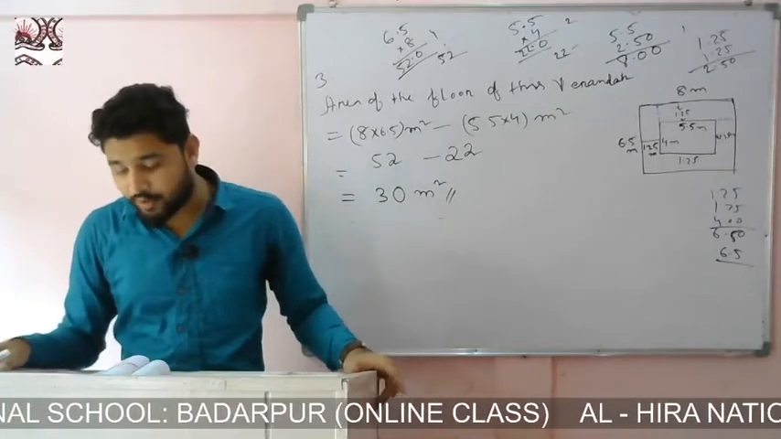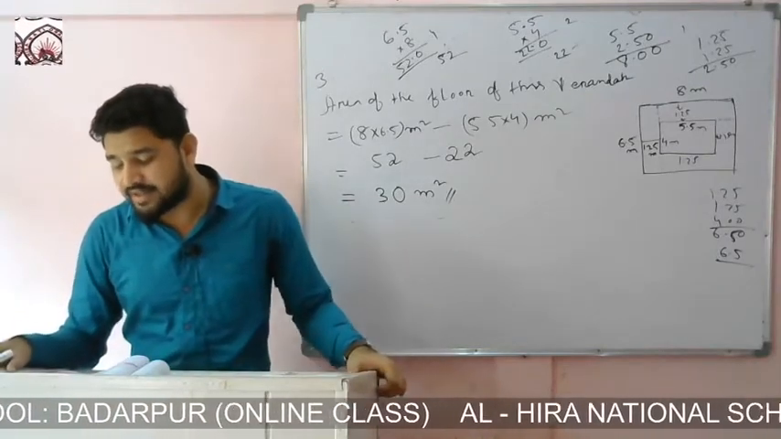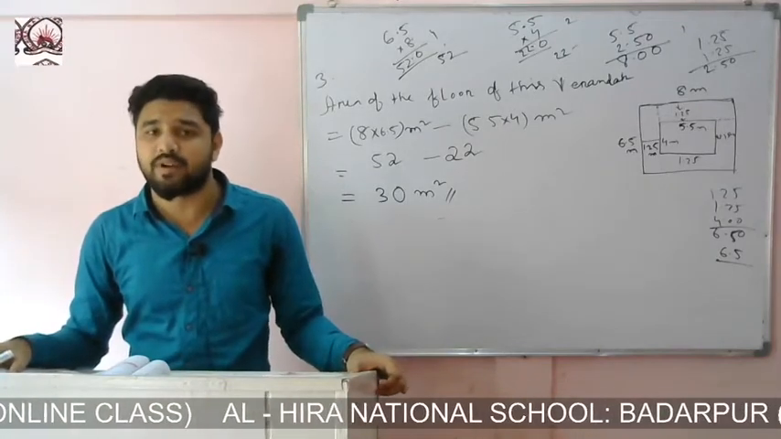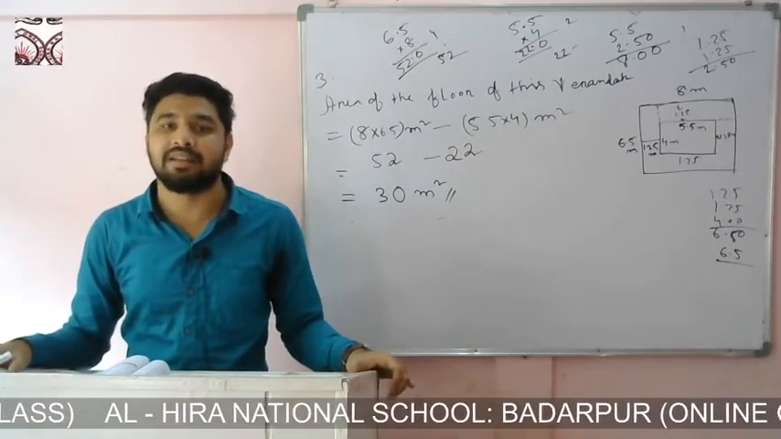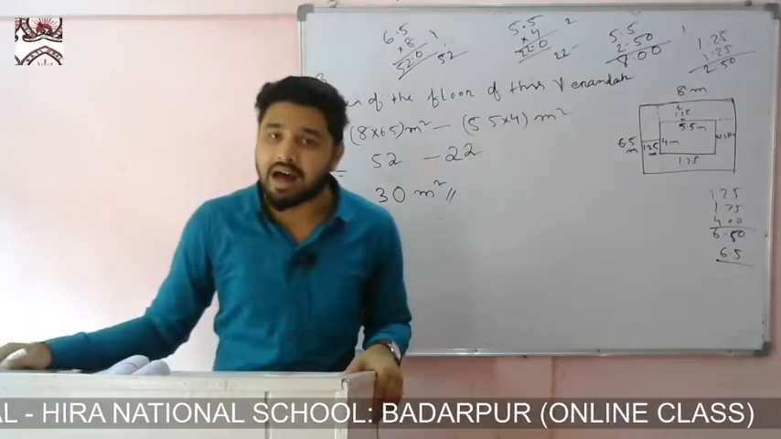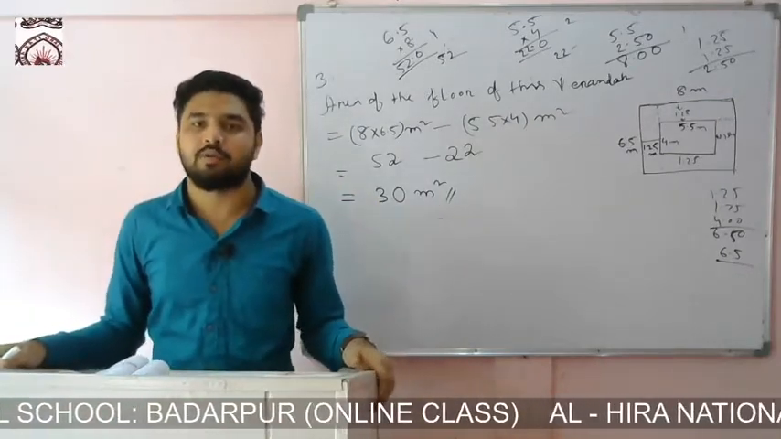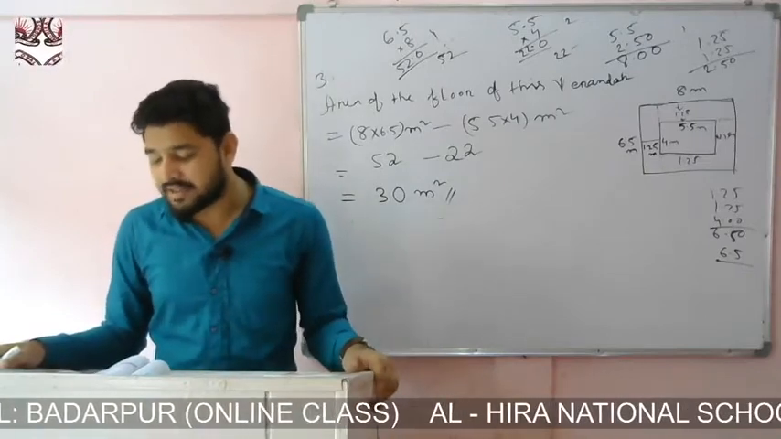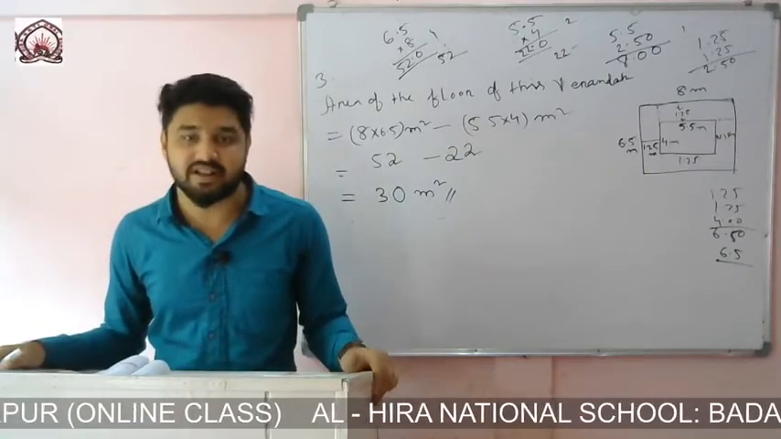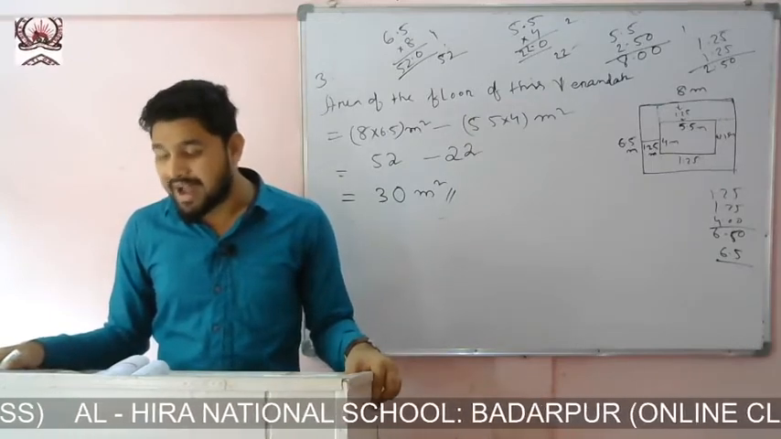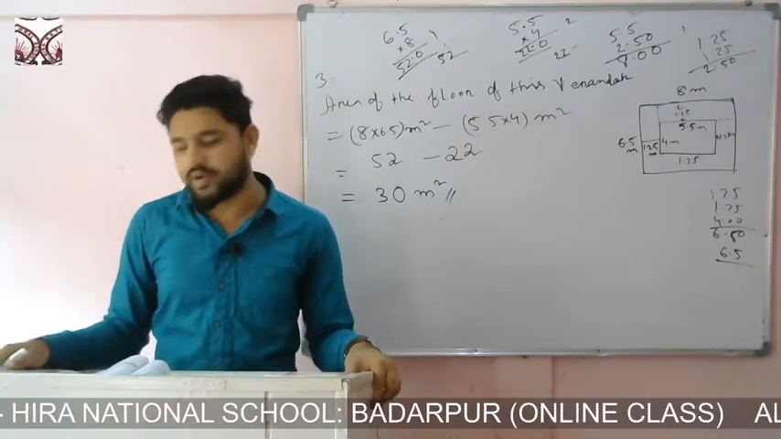You see question number 4. A sheet of paper measures 30 centimeter by 20 centimeter. That means the length and breadth are given. The bigger one will be length and the smaller one will be breadth. So the length of this sheet is 30 centimeter and the breadth is 20 centimeter.